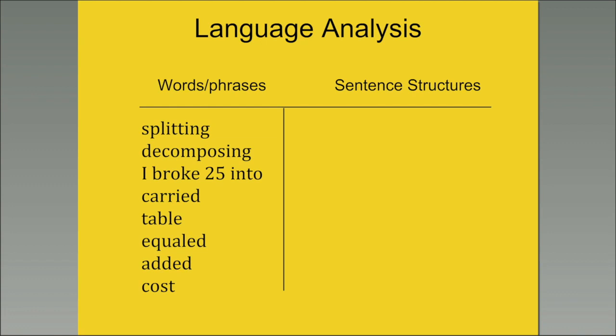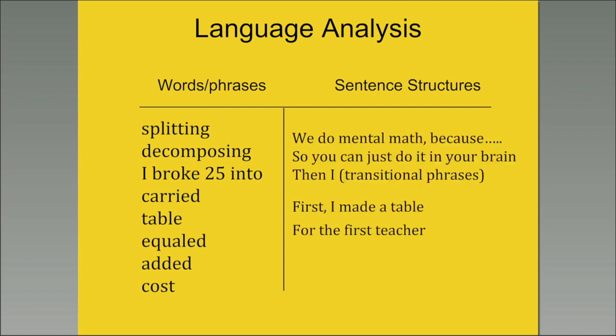And it's sentence structures, just like you were seeing, we do mental math because, so going into a complex sentence, so you can just do it in your brain, like a therefore, that word so. Then I, and went into transitional phrases. First, I made a table. And then there was that for the first teacher as an introductory phrase from Sarah, the student Sarah.